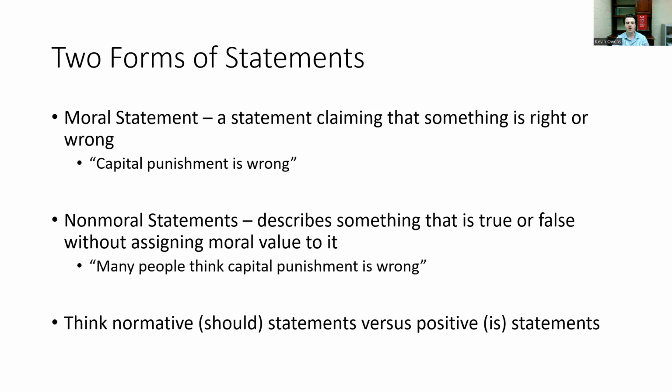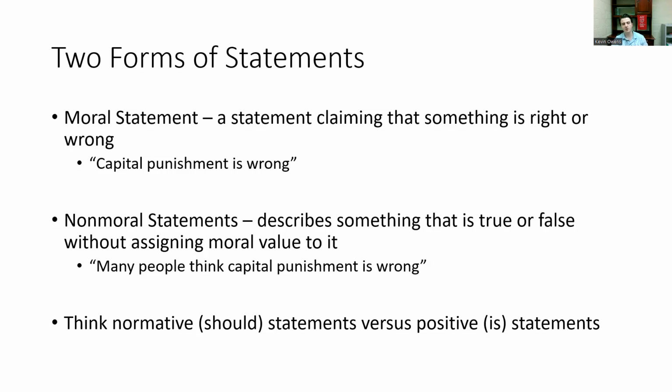We'll deal with a couple types of statements. It's a couple types of claims, right? So a moral claim or a moral statement would be a claim that something is right or wrong. So capital punishment, that's the death penalty, is wrong. That's a claim. A non-moral statement is trying to describe the way things are without assigning moral value. Many people think capital punishment is wrong. Of course, I hope that distinction is pretty clear. Moral statements describe what is right or wrong. Non-moral statements try to describe the world as it is.